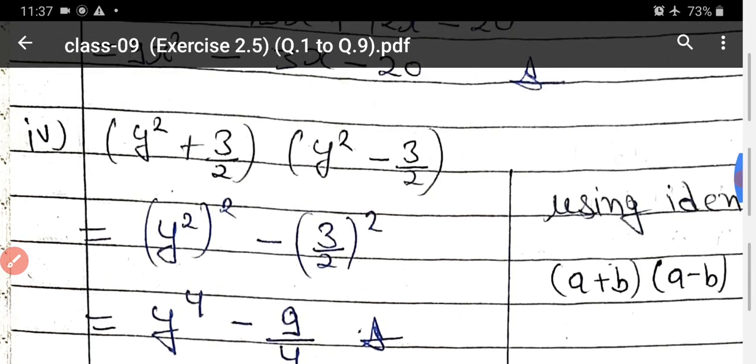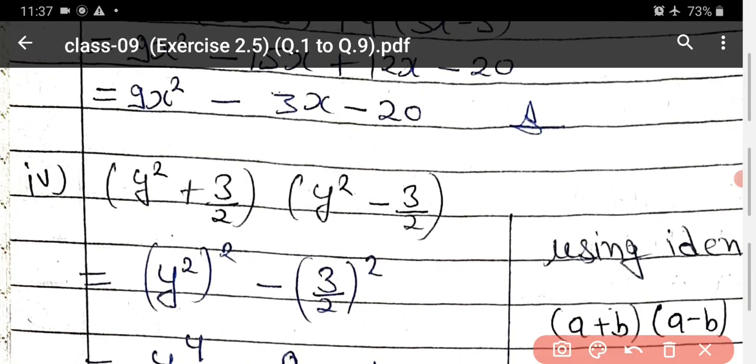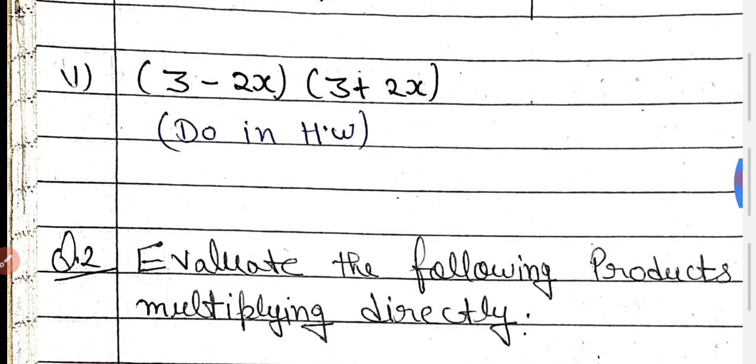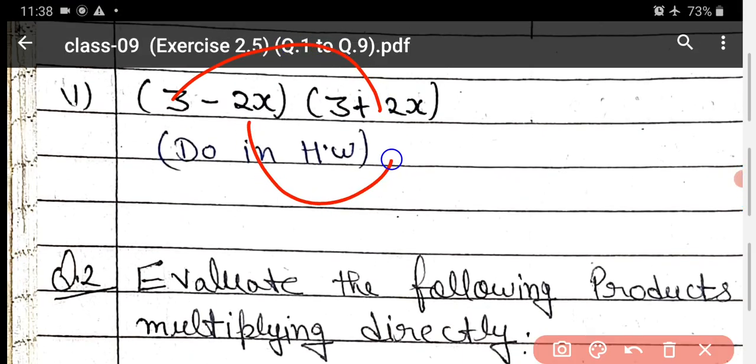Or if you want, you can solve by that, but also multiply y with the full bracket and then 3 by 2 with the full bracket, then also you get the same answer. Okay, now the fifth part you have to do by yourself in homework. Either you can use the property or you can use the direct method: multiply 3 with the whole bracket and minus 2 with the whole bracket.